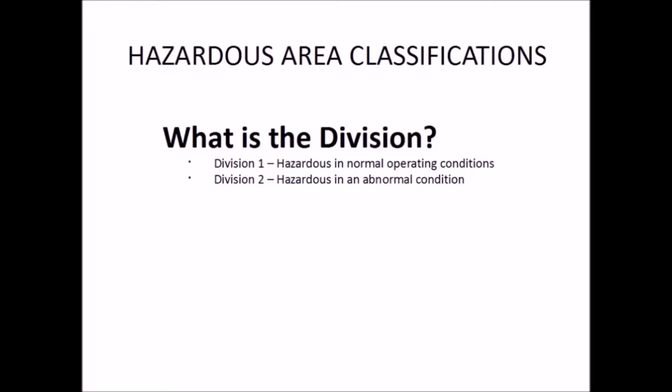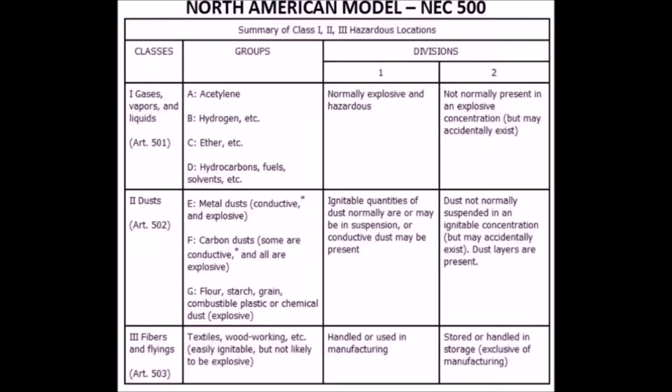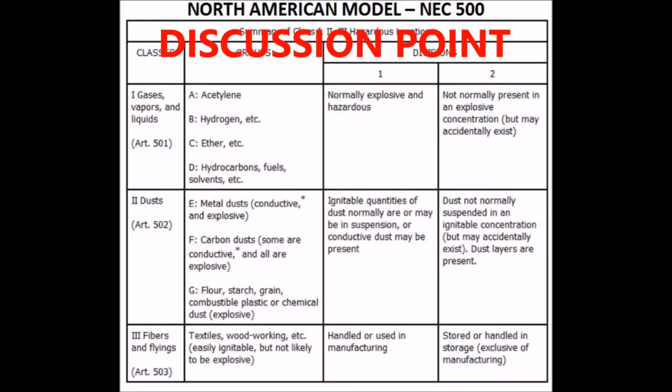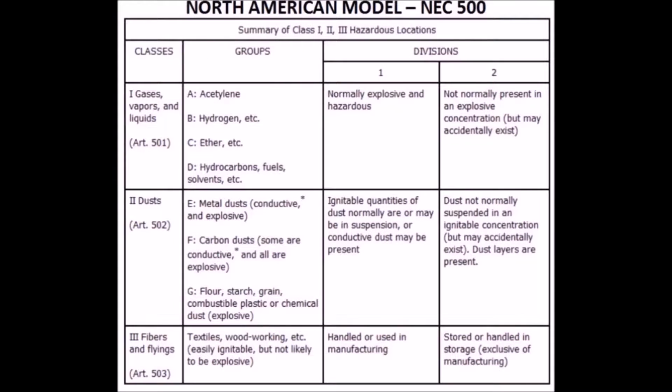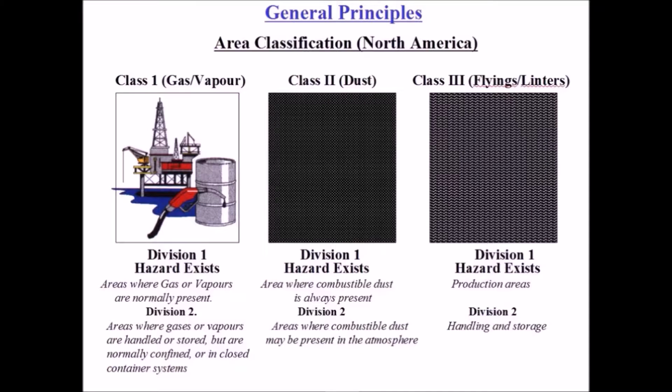The last step in classification is the division. Division 1, hazardous in normal operation. Division 2, hazardous in abnormal conditions. Here we have a chart that describes Article 500. We have class, group, and division, although we label components as class, division, and then group. To sum it up, we ask, are there vapors, dust, or fibers? Is it abnormally there or normally there? And what gas, dust, or fibers is it?